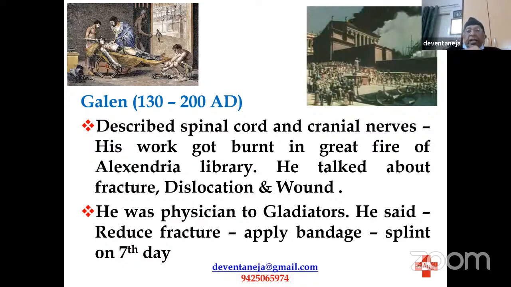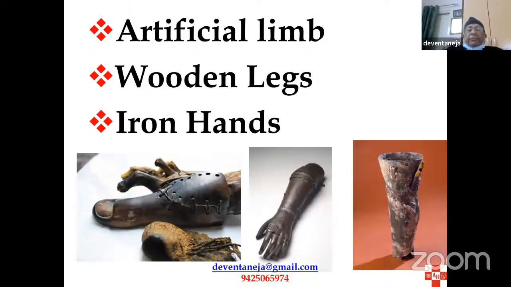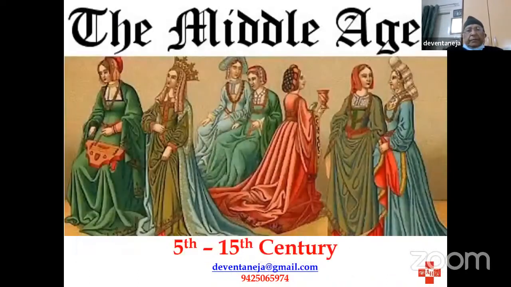He was physician to the gladiators, and he said, reduce the fracture, but apply bandage and splint only on the 7th day. There is a good mention in these books of artificial limbs, wooden legs, and iron hands. And you can see these photographs have been taken from these books.